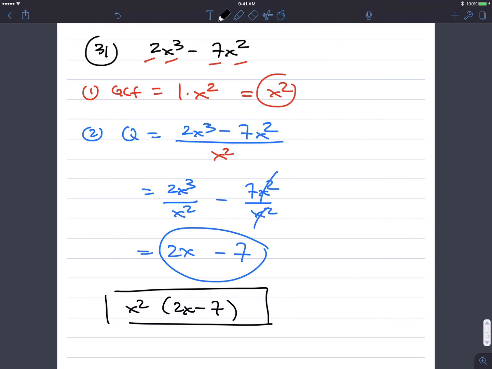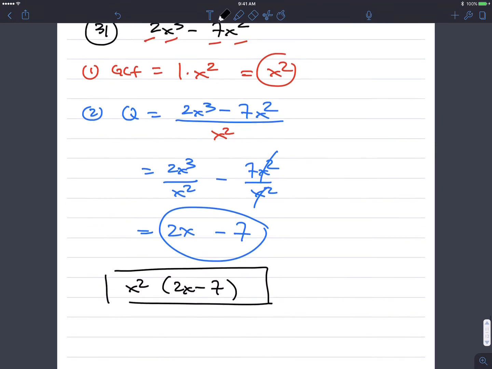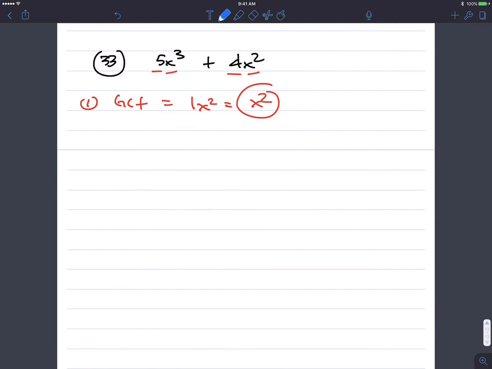Okay, 32. 33 now. We have 5x cubed plus 4x squared. Step 1, GCF of 5 and 4. What's the GCF? Is that 1? Now x cubed and x squared. X squared. 1x squared is just x squared. Good. Let's find the quotient, the second step.